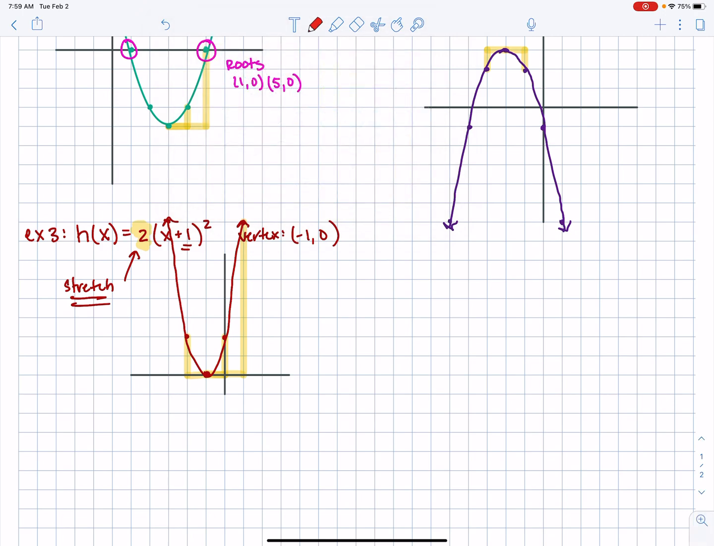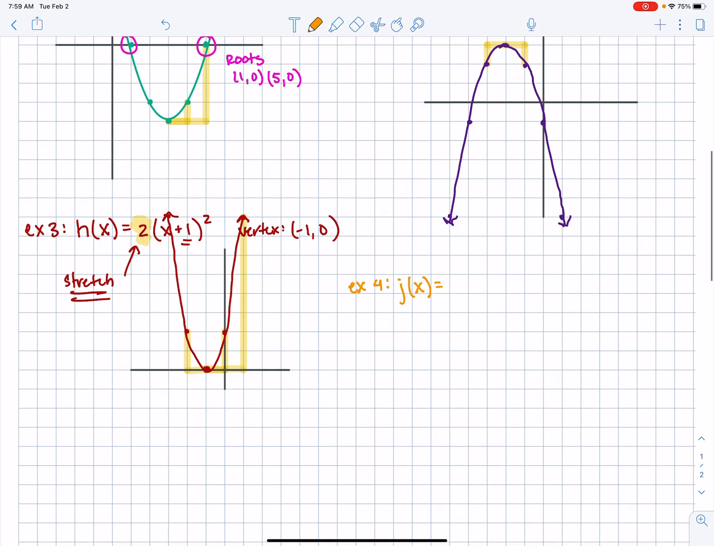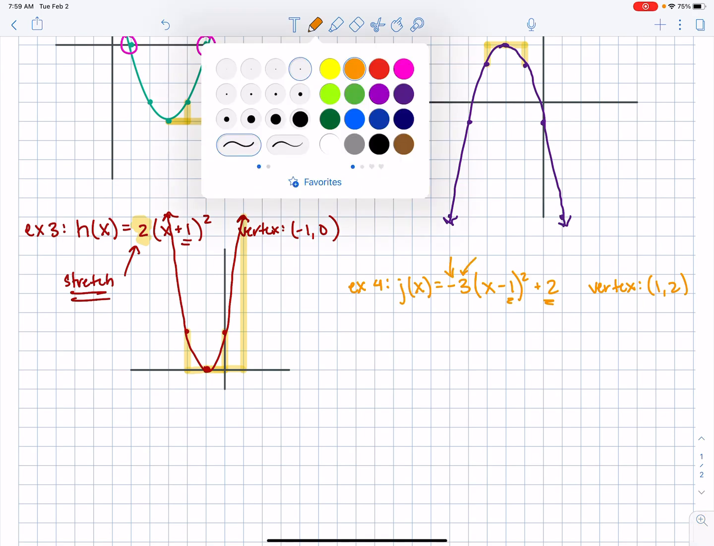I'll shift to orange here. Put it down here. So we'll say example 4. We're going to put it all together. So we're going to do j of x is equal to -3, so it's reflected and stretched, (x minus 1) squared, and then add 2. And from here I know that my vertex is at the point 1, 2, and I have a reflection and a stretch. So some things to think about on this one.